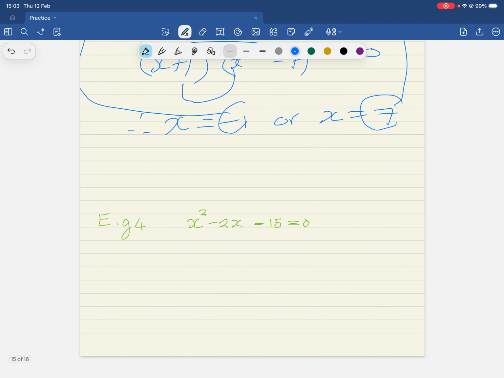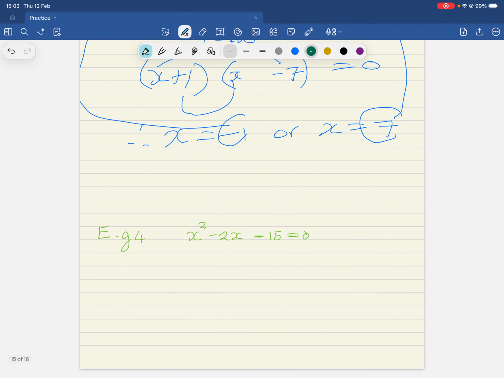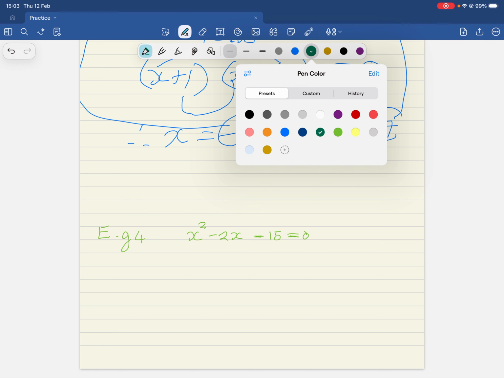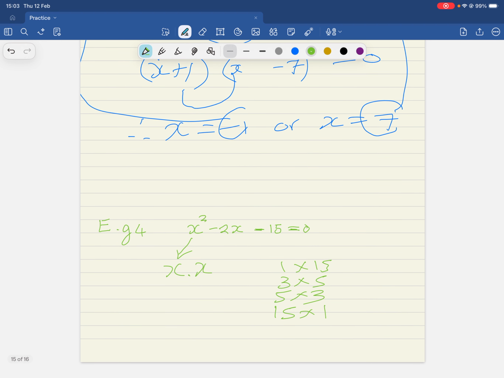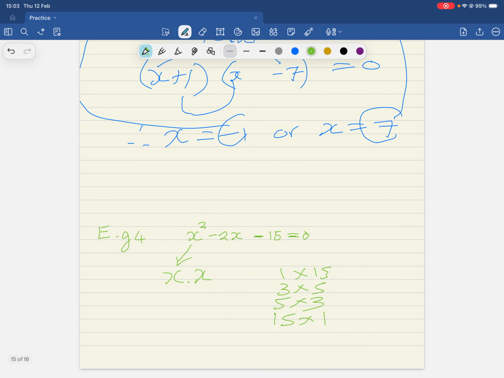Okay, so now let us look at case 4. Over here in case 4, we're going to write our factors down, x and x. We write the factors of 15: 1 times 15, 3 times 5, 5 times 3, 15 times 1. So let us multiply this example.